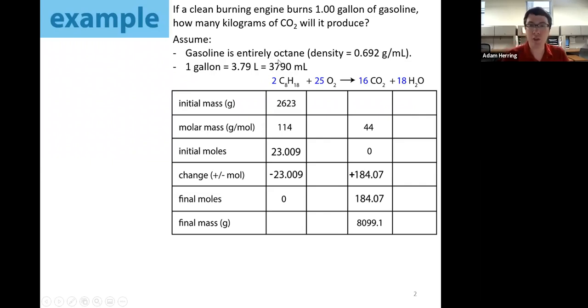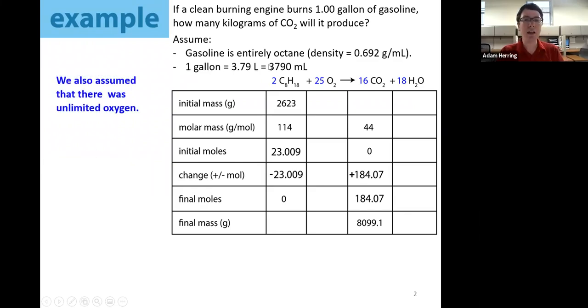We made some assumptions about the density and identity of the gasoline. However, we also assumed that there was an unlimited amount of oxygen. Now we're going to examine what would have happened if this were not the case. Or in other words, is it possible that we could have produced less carbon dioxide depending on the amount of oxygen that was present? The short answer is yes.